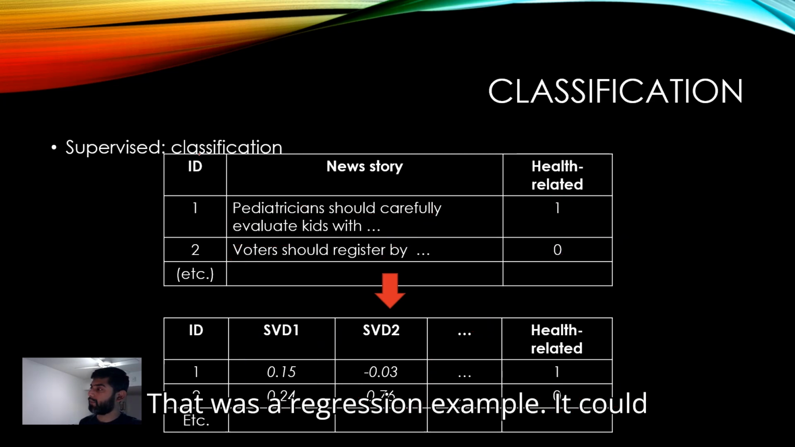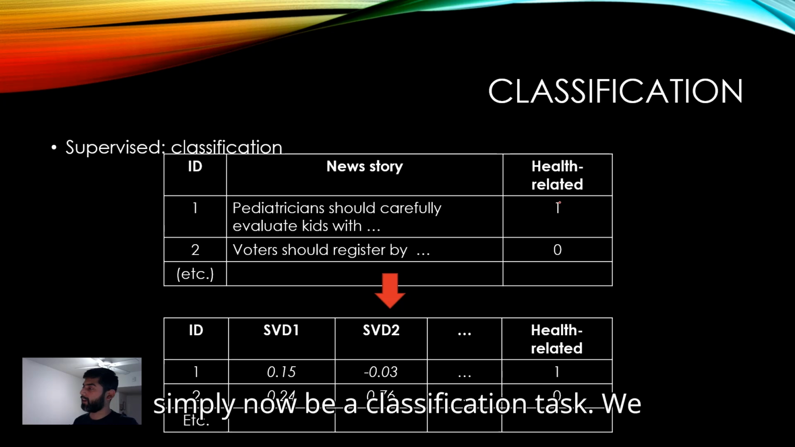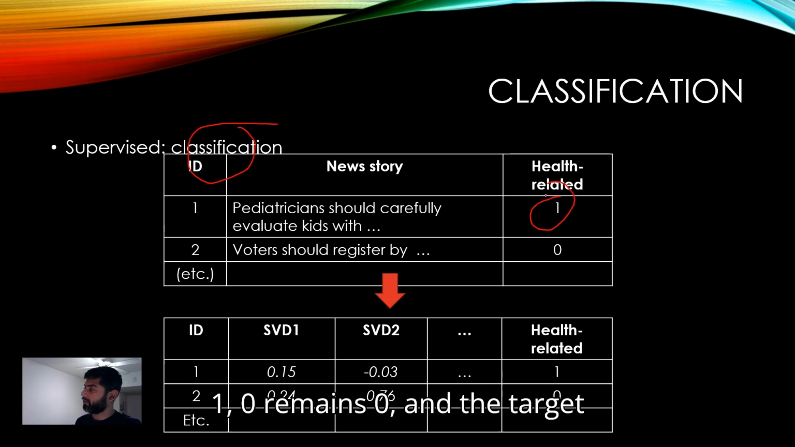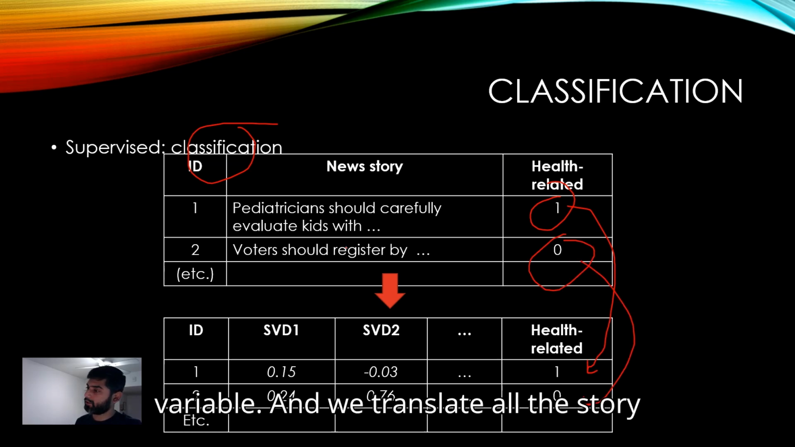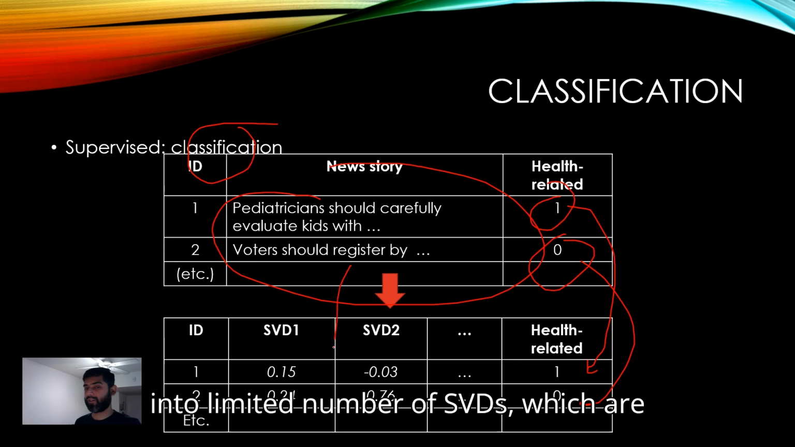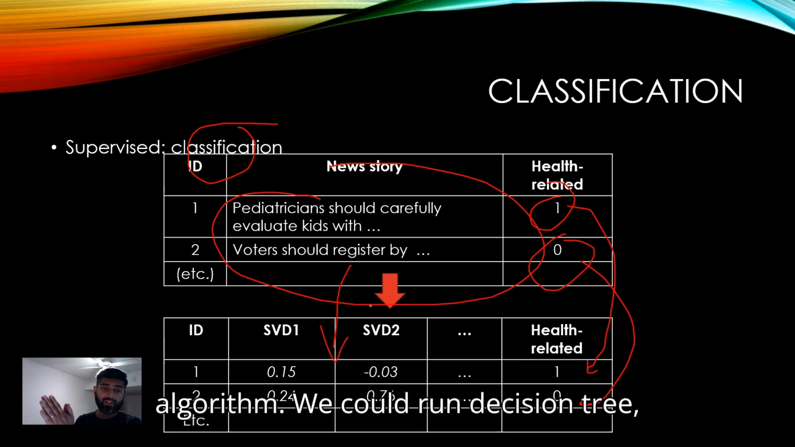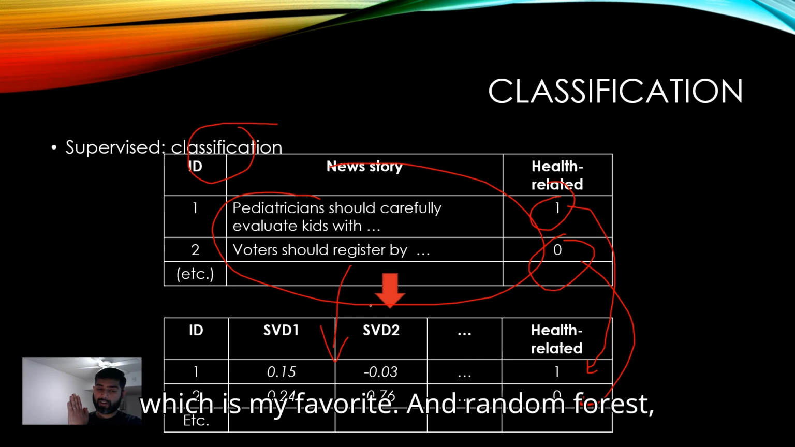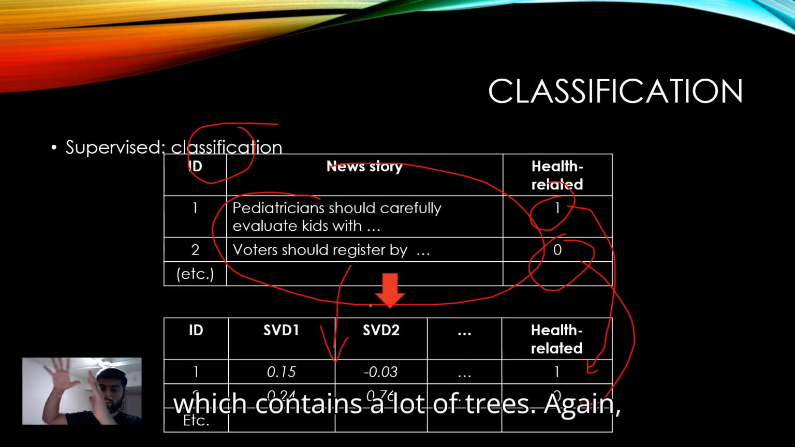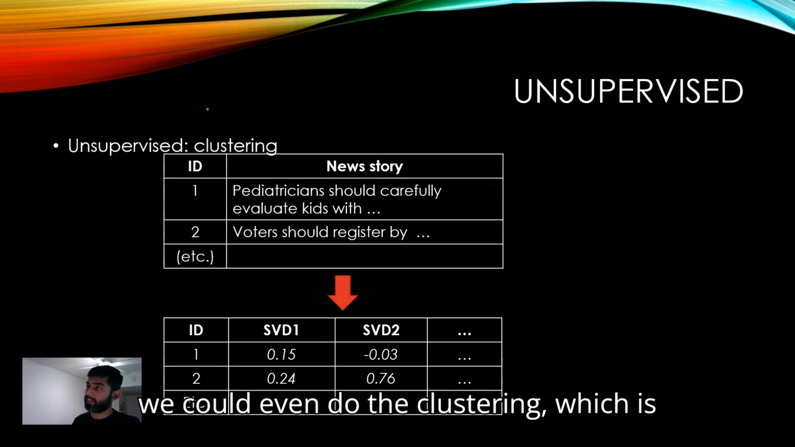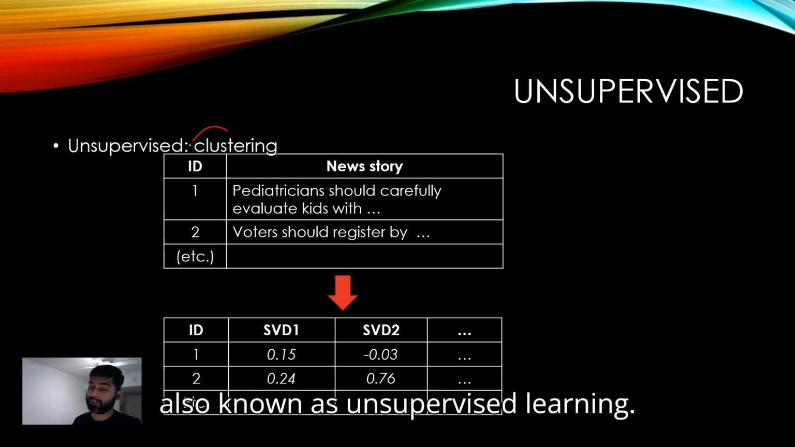That was a regression example. It could simply now be a classification task. We could do the exact same thing. 1 remains 1, 0 remains 0 in the target variable. And we translate all this story into a limited number of SVDs, which are more manageable. We could run any algorithm. We could run a decision tree, which is my favorite, and random forest, which contains a lot of trees. Again, that's my favorite. So we could even do the clustering, which is also known as unsupervised learning.